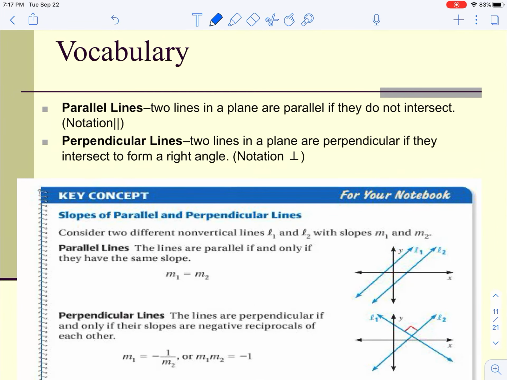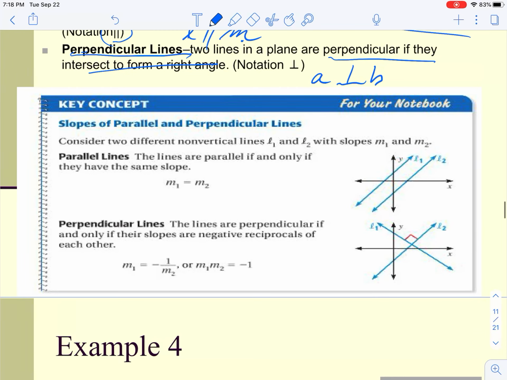Okay, some vocabulary for you from your geometry years. Parallel lines, they never intersect. They're equidistant everywhere. Perpendicular lines, they form a right angle. This is shorthand notation for line L is parallel to line M. And we can also say that line A is perpendicular to line B. And I don't write out the words anymore. I just use that shorthand notation.